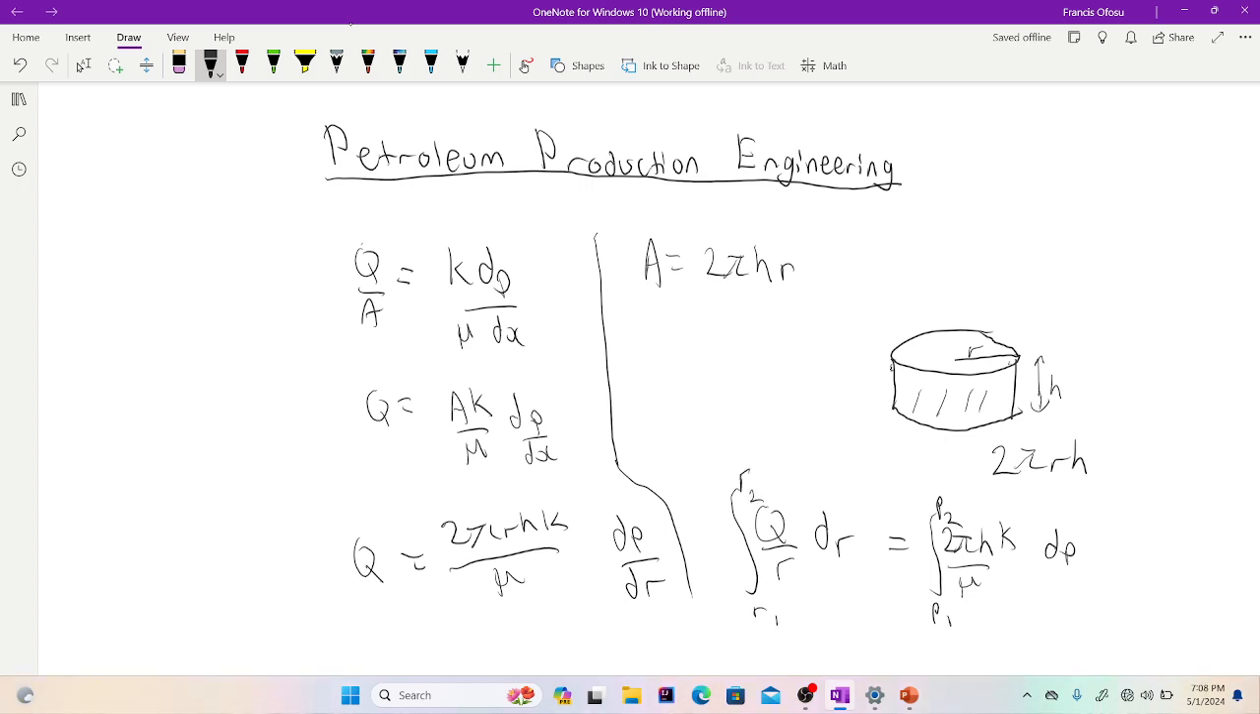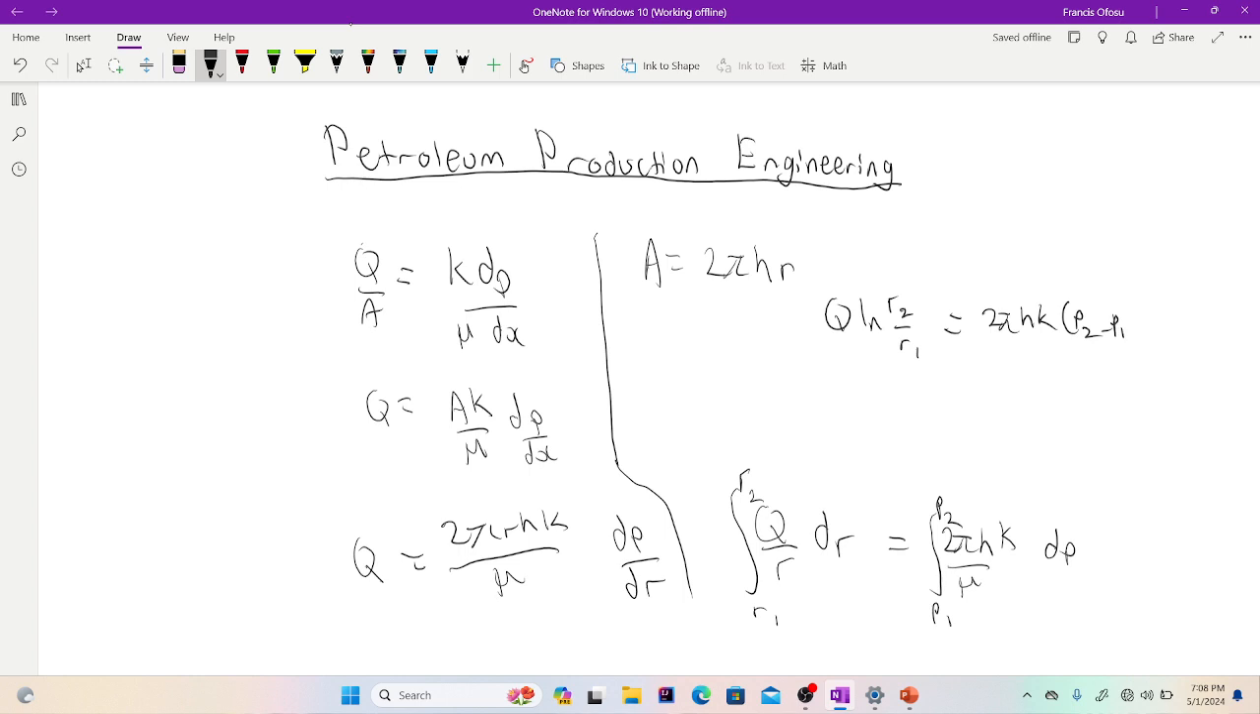If we do the integration, what we are going to have is Q ln(R2 over R1) being equal to 2 pi h K (P2 minus P1) all over mu. And we can make Q the subject and have 2 pi h K (P2 minus P1) all over mu, then ln(R2 over R1). So this is what we are going to have.